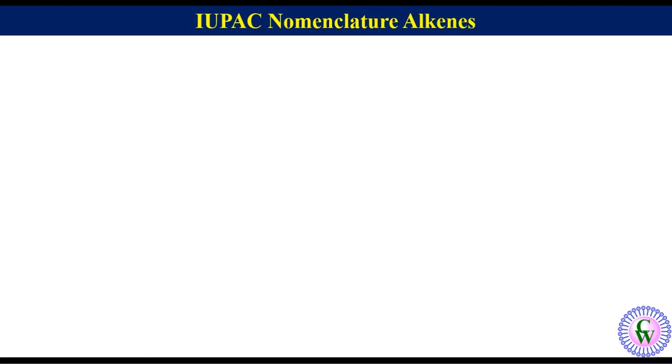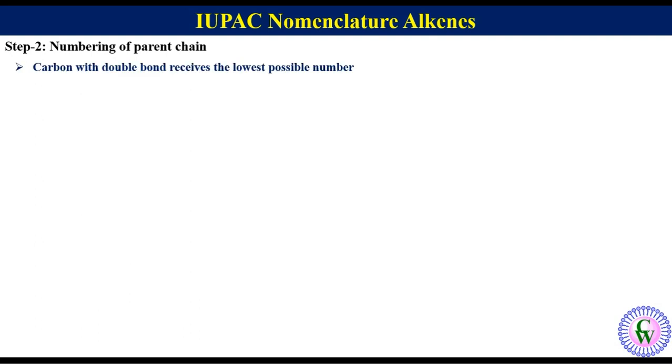Step 2. Numbering of parent chain. Parent chain is numbered in such a way that the carbon with the double bond receives the smallest possible number. For example, in this molecule, this is the parent chain. Number it from left to right as 1, 2, 3, 4 and 5. From right to left 1, 2, 3, 4 and 5. Here we can see that the left to right numbering gives the lower number to the carbon with the double bond. So left to right numbering will be the correct numbering.